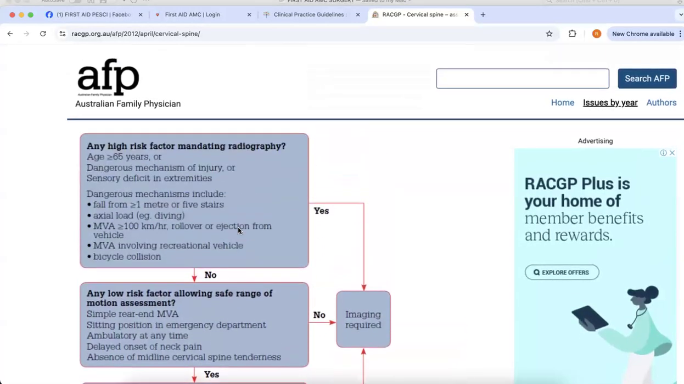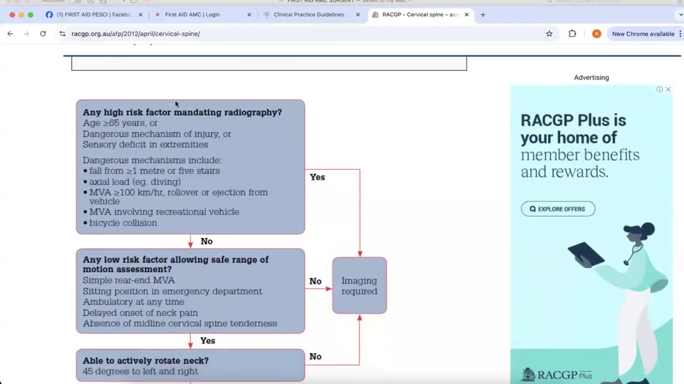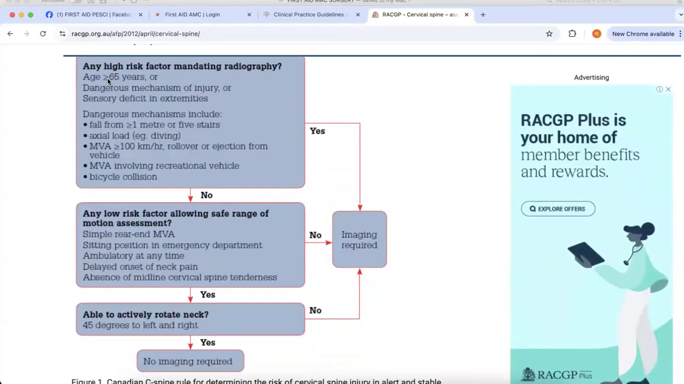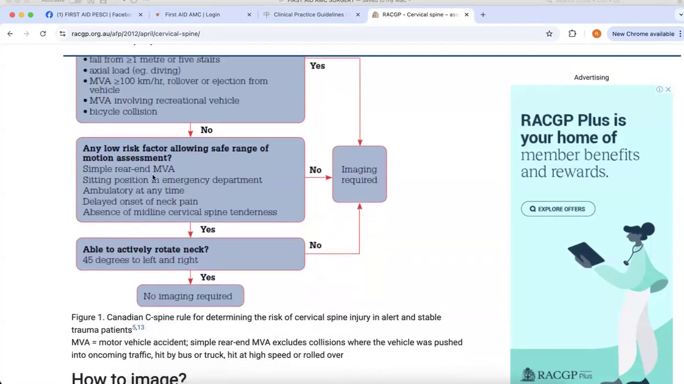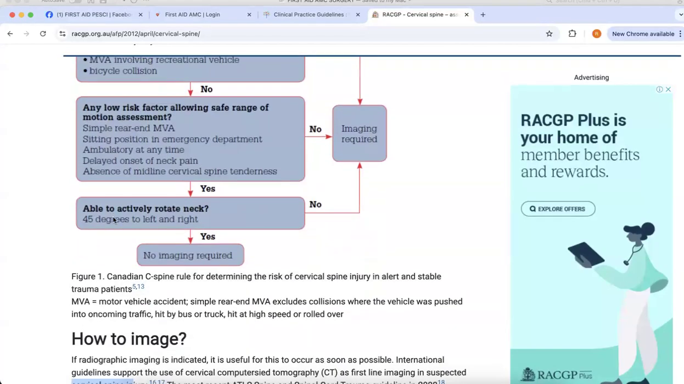All right. So they said in here, first of all, any high risk factor, which means age more than 65, dangerous mechanism of injury, or the patient has a neurological deficit. If any of these is there, the patient will go for CT immediately. If there is nothing like that, we need to look for any low risk factor. We also need to see whether the patient is able to rotate the neck to 45 degrees. If a patient cannot rotate the neck to 45 degrees, that patient also needs to have a CT of the cervical spine.